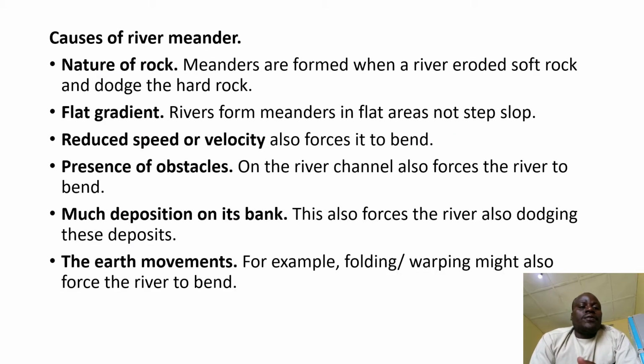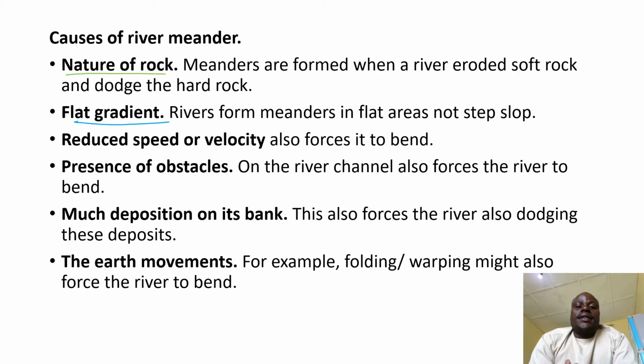You can ask yourself, what are the causes of river meanders? River meanders may not only be caused by the river dodging its depositional materials, there might be other causes. For example, one, the nature of the rock. A river bends because it is trying to dodge a hard rock following a soft rock. A hard rock becomes a barrier to the river direction, and as it is trying to dodge a hard rock, it bends.